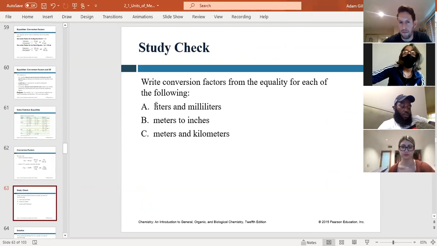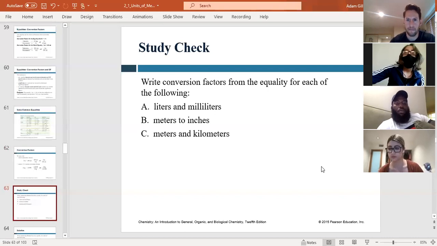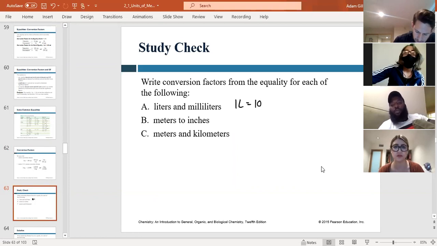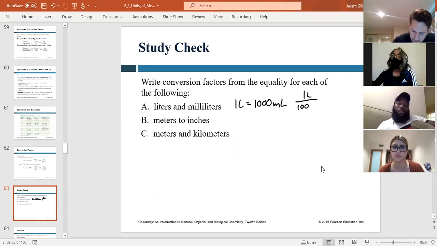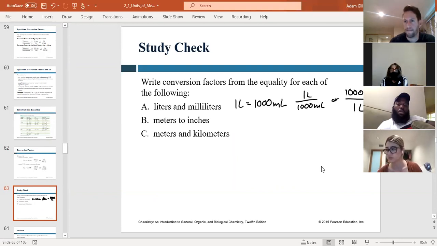Let's write a conversion factor for each of these. So how do you go from liters to milliliters? 1 liter is 1,000 milliliters. Good. And you can write that as a fraction, 1 liter per 1,000 milliliters, or you can write it the other way, 1,000 milliliters per 1 liter.